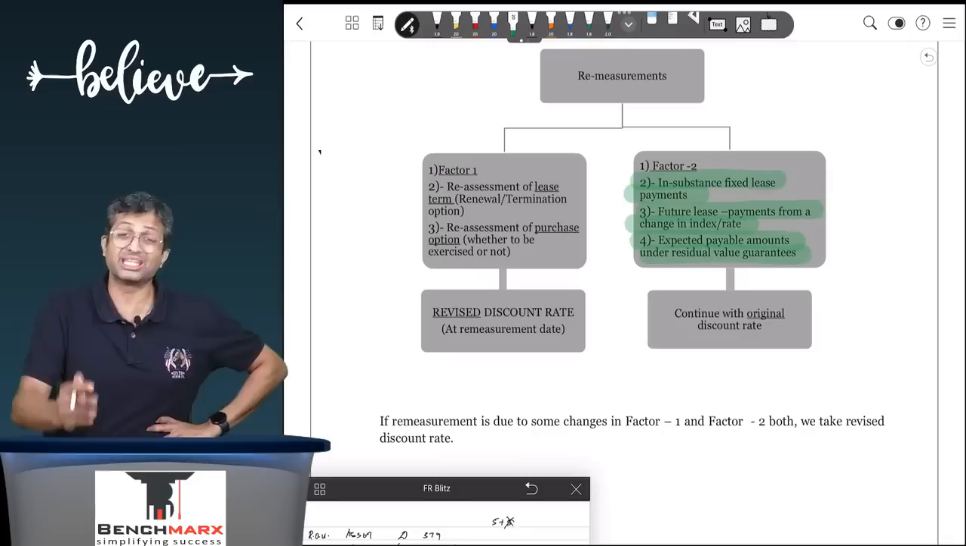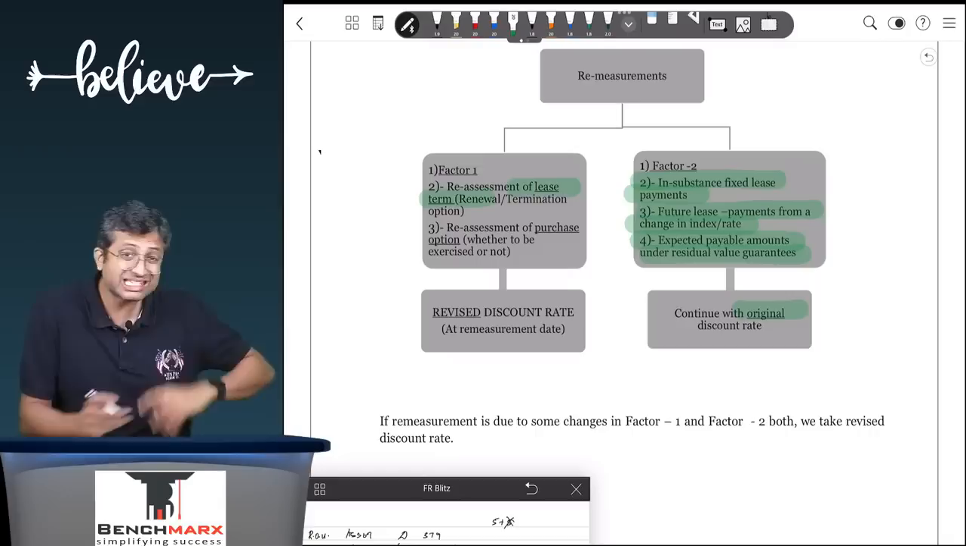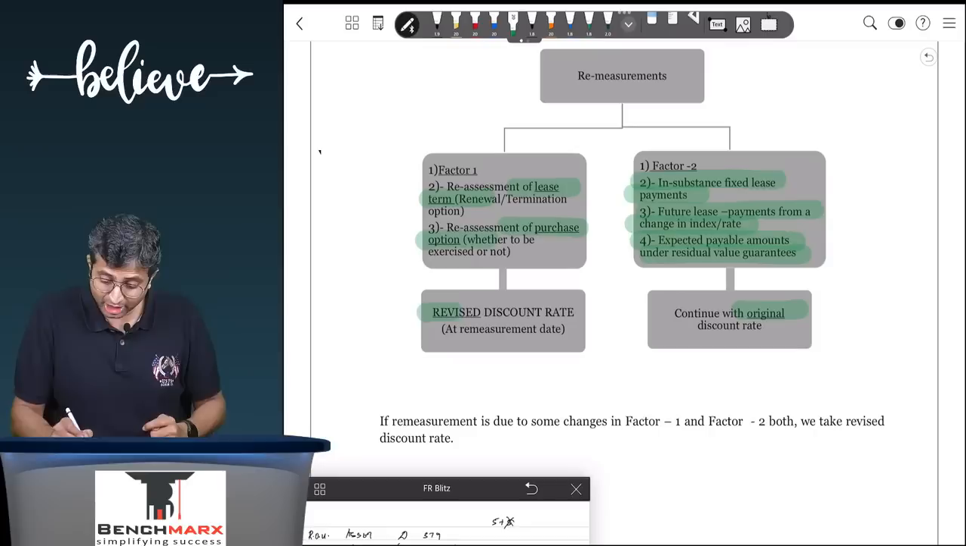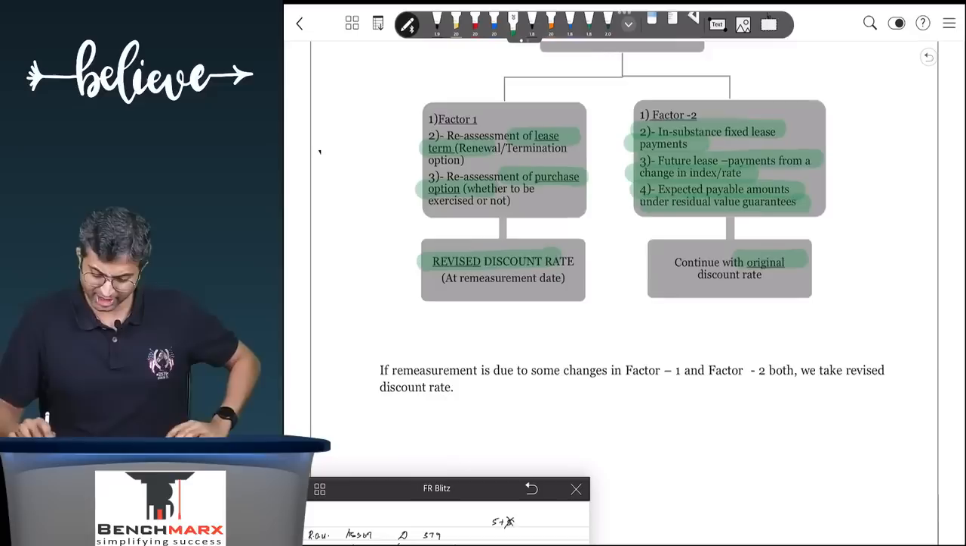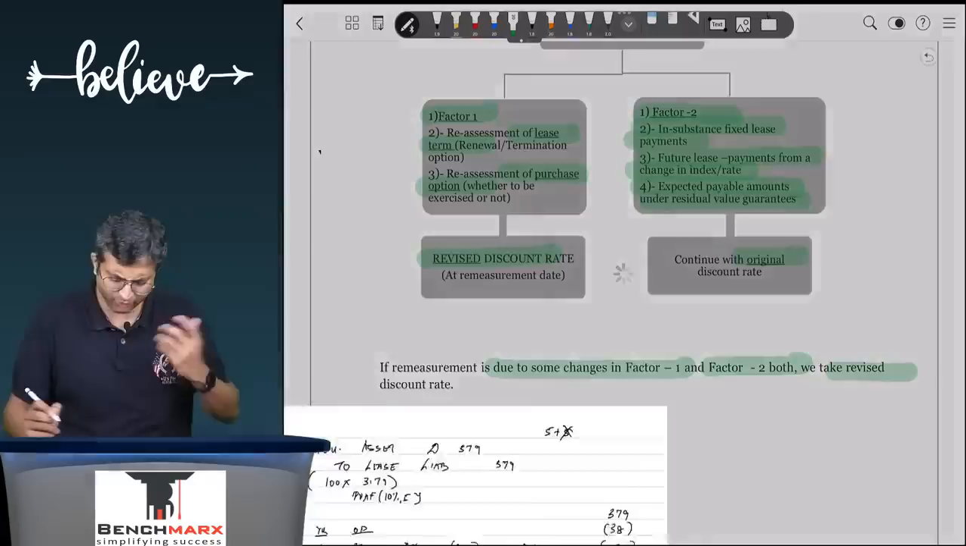However, if the reassessment is due to changes in lease term, like in our example, or reassessment of a purchase option, in which case you will take the revised discount rate. Sir, what if both of them happen together? Like in one of the exam questions, there's a change in the CPI, that is a change in the rate. At the same time, there's also a reassessment of lease term. If both of them happen together, you will take the revised rate. If reassessment is due to some changes in factor 1 and some changes in factor 2, both, we take the revised rate.